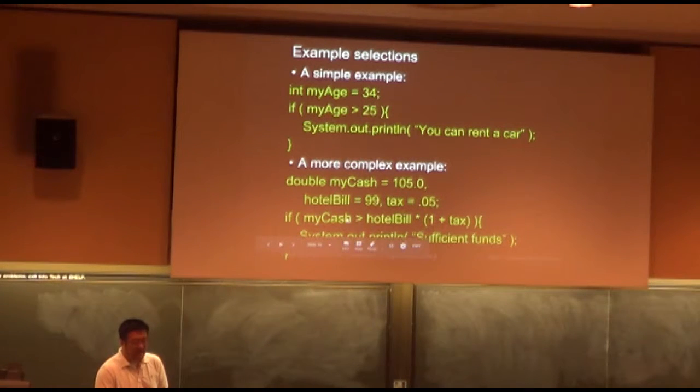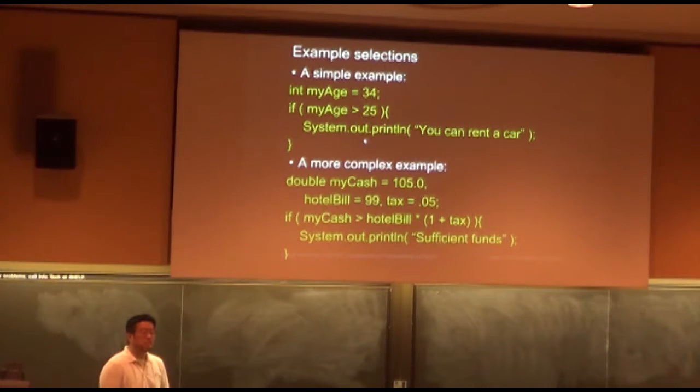So if my cash is greater than the hotel bill times 1 plus the tax, that will assess that I have enough money to cover the bill and the tax. I can even have a simpler example. The simpler example would be if true, curly braces, and that would mean simply always run the statement inside the curly braces, because the thing inside the parentheses always evaluates true. I could also have if false, and that would just be the same as never running the thing inside the curly braces.